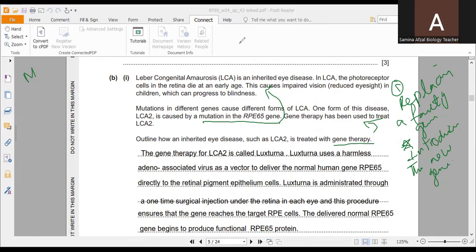So the cells at the back of the eye, this retinal pigment epithelium is at the back of the eye. The RPE65 protein plays a crucial role in the vision cycle. What is the vision cycle? It is a process that converts light. The protein responsible for this is RPE65.